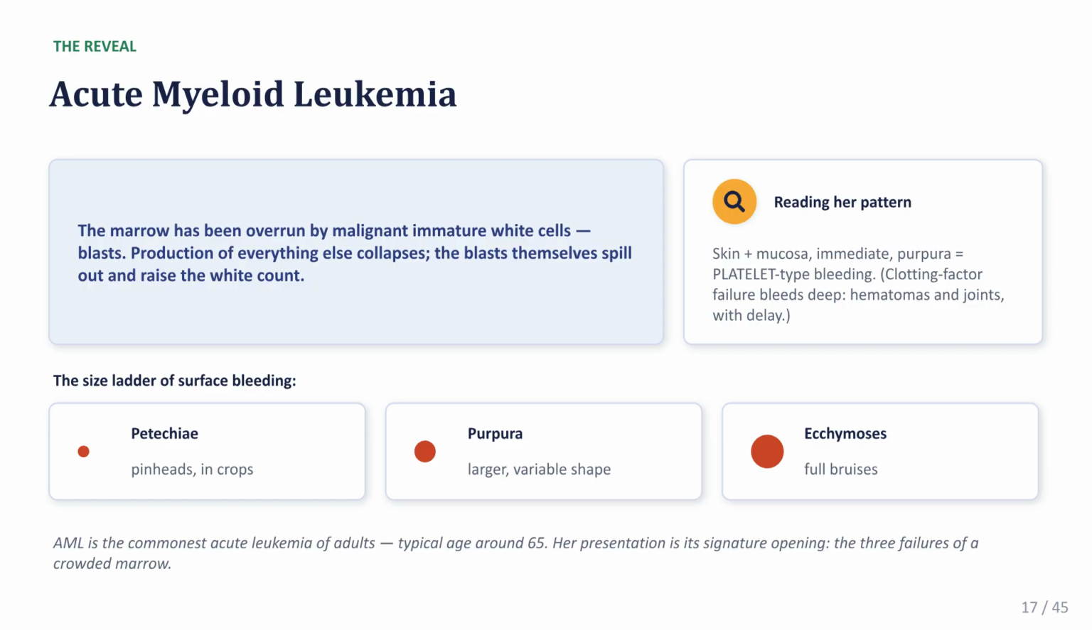Her bone marrow has been overrun by malignant blasts, causing production of healthy cells to collapse. Her bleeding pattern is classic for platelet-type failure, distinct from deep hematomas seen in clotting factor deficiencies. This is a common presentation in older adults.